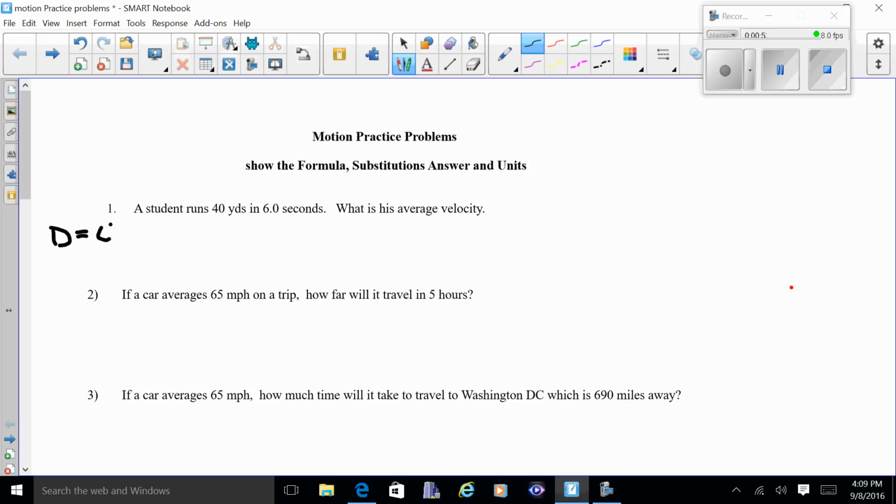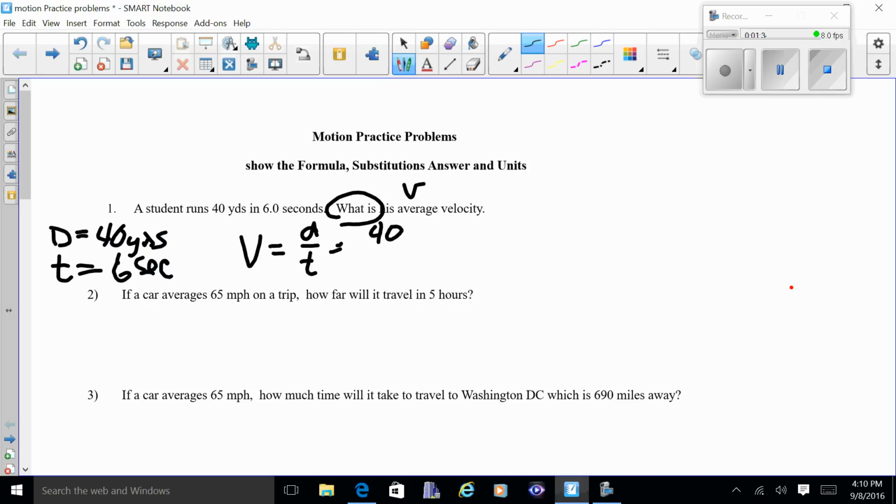This is pathetic handwriting. I might do it on the smartboard here. So it says, what is his average velocity? Well, pay attention to words like what, how many, when, that sort of stuff, because that tells you what you're trying to find or what it's asking for. So I'm asked to find velocity. So I'm simply going to write down the formula, V equals distance divided by time. And so I take the 40 yards divided by the 6 seconds. And that ends up giving me 6.67. I'm not using significant figures here. I should, but anyway. And it's going to be yards per second.